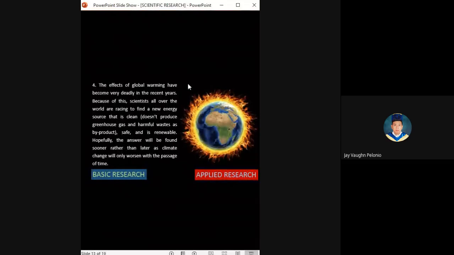How about this? The effects of global warming have become very deadly in recent years. Because of this, scientists all over the world are racing to find a new energy source that is clean, safe, and renewable. Hopefully, the answer will be found sooner rather than later, as climate change will only worsen with the passage of time.